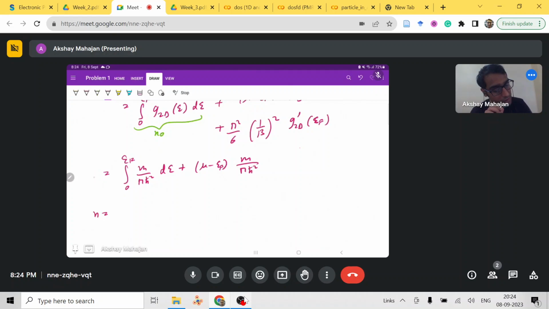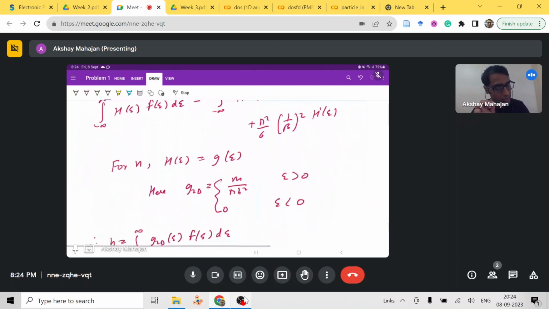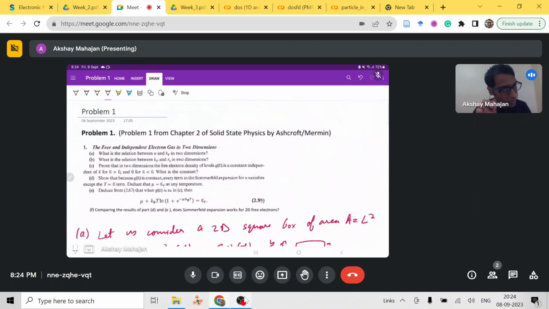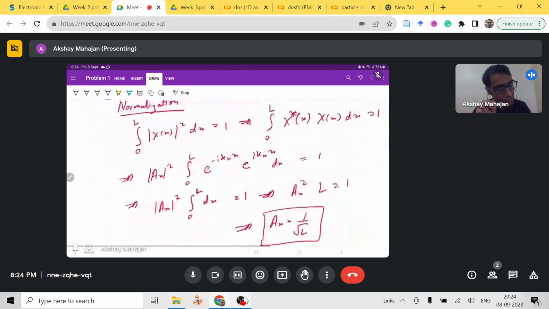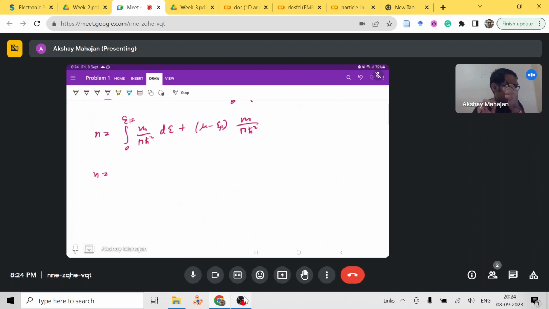Okay, so I'm basically not using that n equals n naught thing here that was done in the lecture. We are just going with the Sommerfeld expansion and doing the calculation. We just have to show that within the Sommerfeld expansion all the terms will be 0 other than this n naught term.